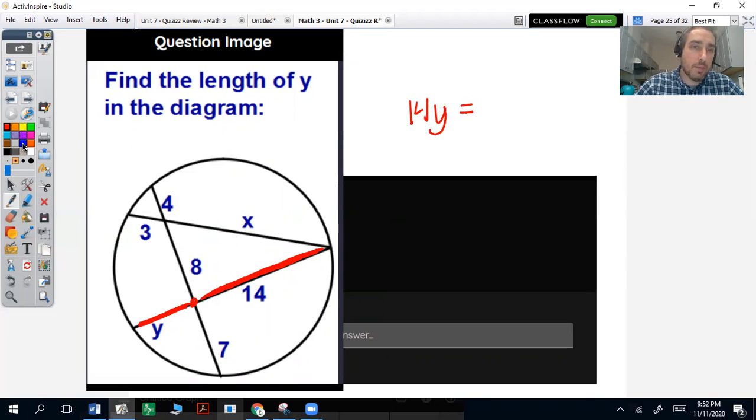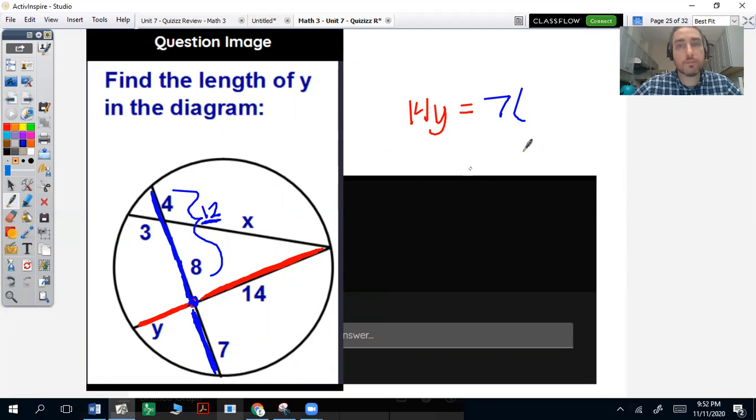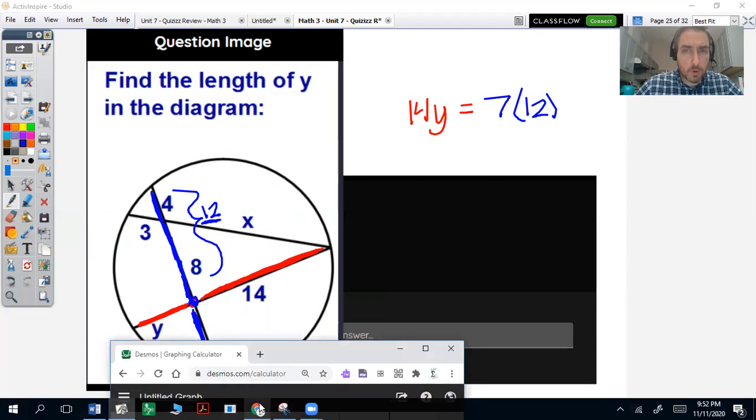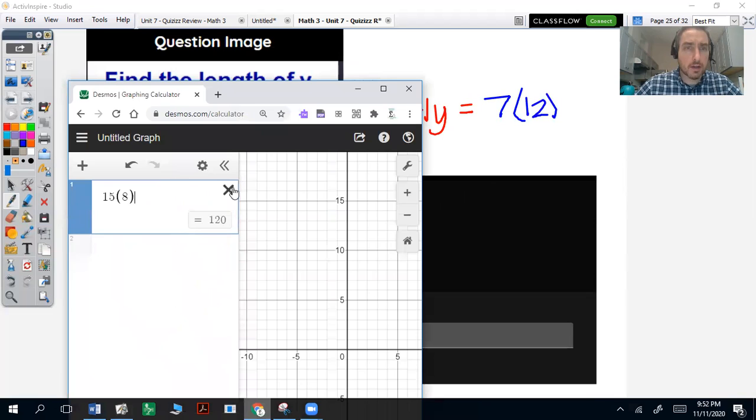So when we're splitting up the other segment, this time around, we got these two together, and the 7 is going to be by itself because that point is where they intersect. So it's going to be 7 times the sum of 4 and 8, which is 12. So 7 times 12. So let's calculate that. 7 times 12 is 84. You can verify that in a calculator if you need to.